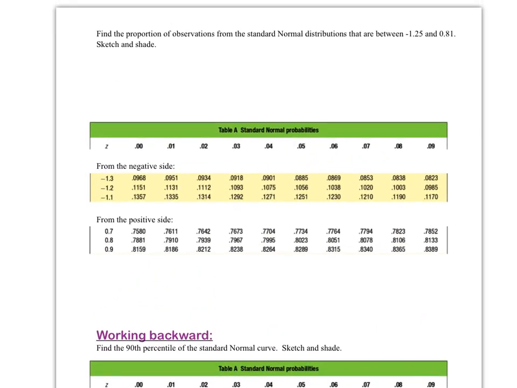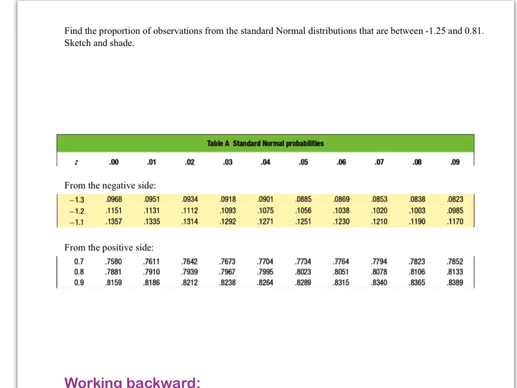All right, we've got another exercise to try out. This time we want to find the proportion of observations from the standard normal distribution between negative 1.25 and 0.81. First things first, sketch and shade. Pause the video and turn it back on when you have sketched the area of interest. Here's our area of interest.